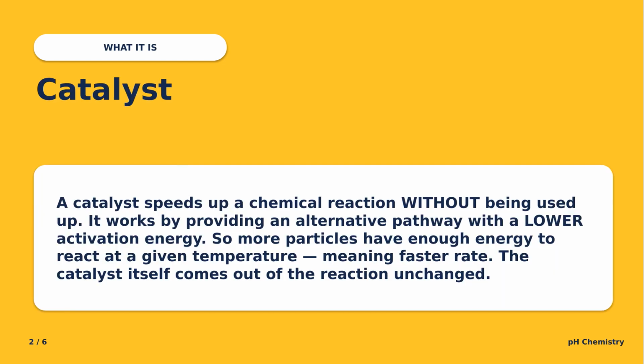A catalyst speeds up a chemical reaction without being used up. It works by providing an alternative pathway with a lower activation energy. So more particles have enough energy to react at a given temperature, meaning faster rate. The catalyst itself comes out of the reaction unchanged.